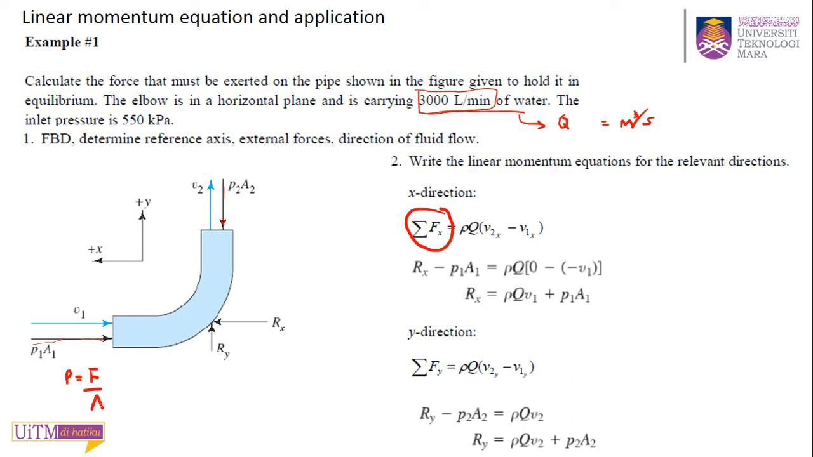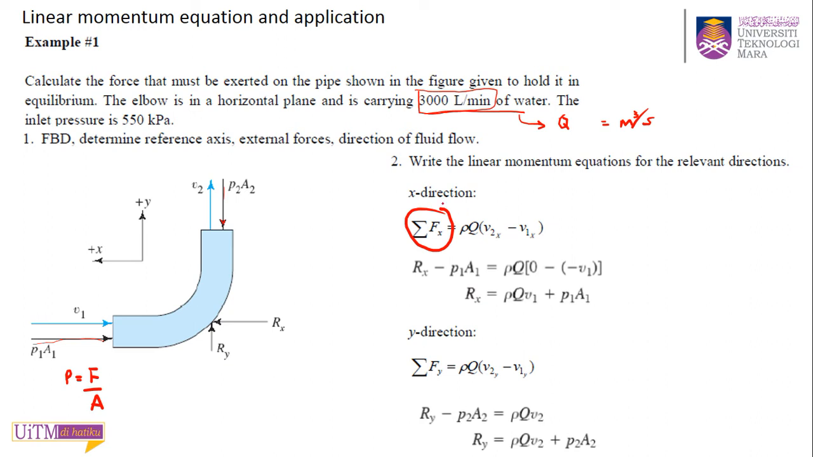So that's why it writes here P times A to get your force, this pressure force. Okay, so you have your P1A1, you have your P2A2 against, and you have your reaction force, and they give you the reference axis like this: to the left is positive, upward is positive. So you label like this.